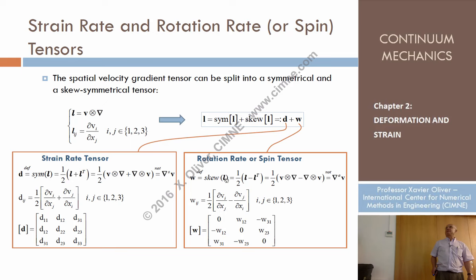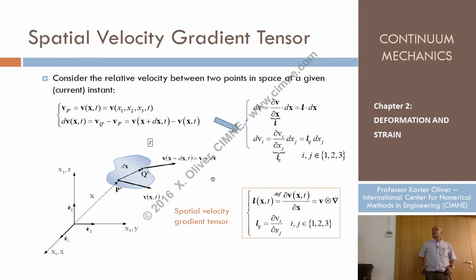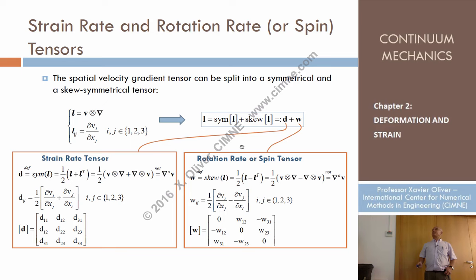So finally, the velocity gradient tensor can be split into its symmetric part, that we call D, and the skew symmetric part, which is W. Well, that's just mathematical operations. By the way, this D will be a symmetric tensor, so it will be D11, D12, D12 here, D31, D31 here, D22, D23, D23 here, D33, symmetric.